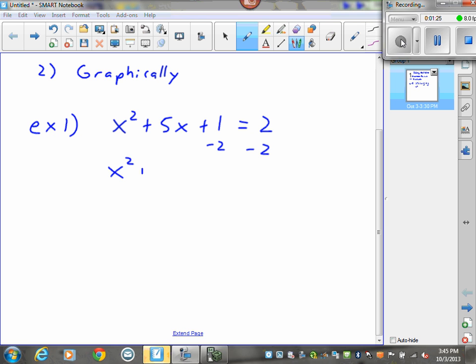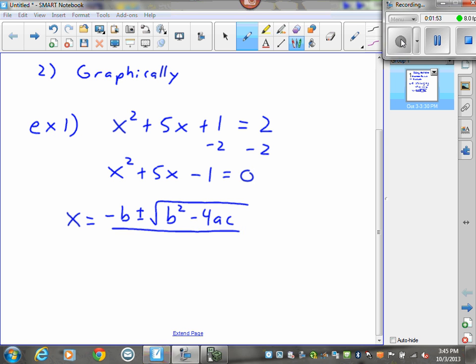So I get x squared plus 5x minus 1 equals 0. In order to use the quadratic formula, as I mentioned, the quadratic has to be set equal to 0. So from there, I'm just going to use the quadratic formula. Quadratic formula is x equals the opposite of b plus or minus the square root of b squared minus 4ac all over 2a. So what I need to be able to do is from my quadratic equation x squared plus 5x minus 1 equals 0, I have to identify the a, b, and c.